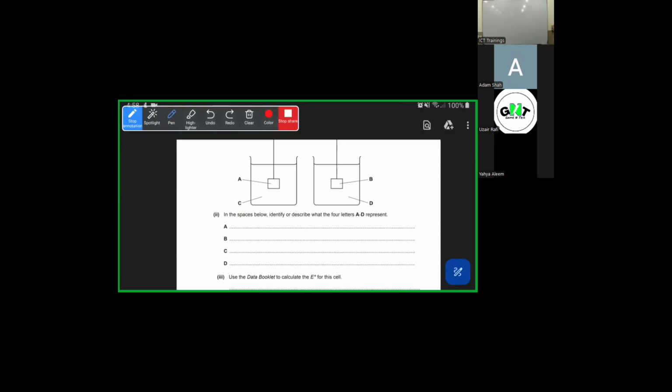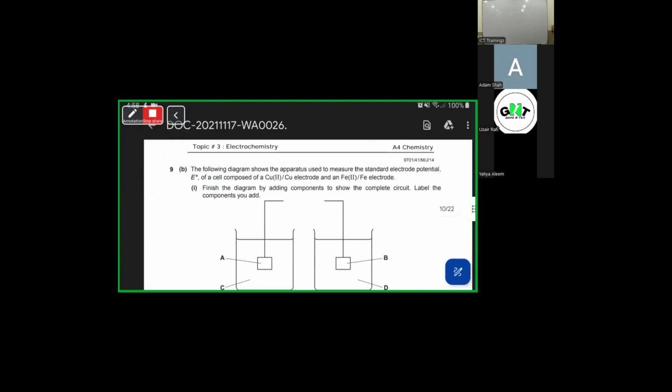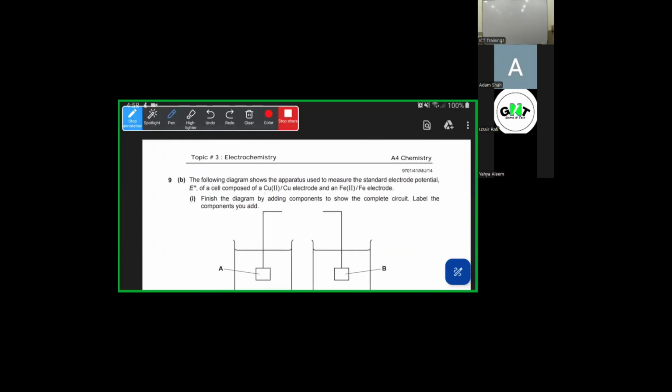Okay, guys. आपके पास the two half cells are present. The first one is Cu and Cu plus 2. तो इसकी जो E naught वैल्यू है that is 0.34. ये Fe and Fe plus 2 इसकी कितनी है? Negative 0.44. Because this is Fe plus 2 and Fe, so you have to choose this equation.